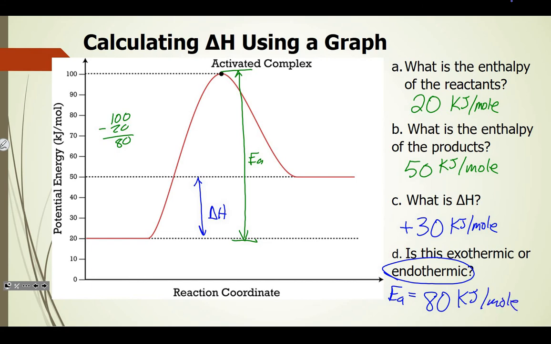We could also ask, at what point, at what energy, is our activated complex? What would we say? 100. Good. And we could do the activation energy for the reverse reaction, which would be from here to here, which would be what? E of A prime. What would that equal? 50. Good. The 100 minus the 50, and we'd end up with 50 kilojoules. So there's a lot of things that we can get from the graph.